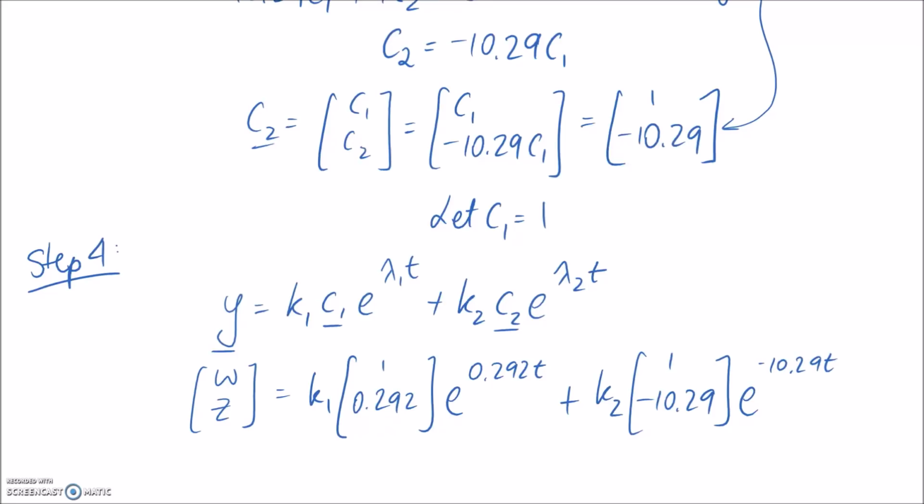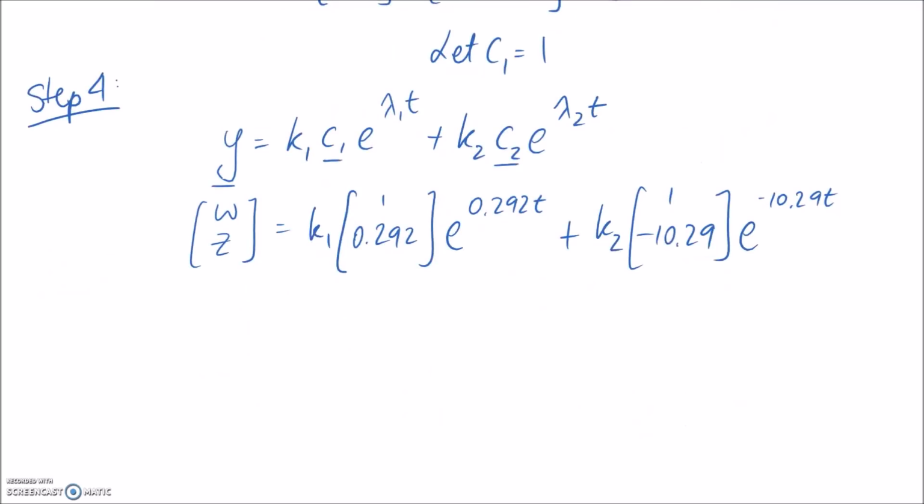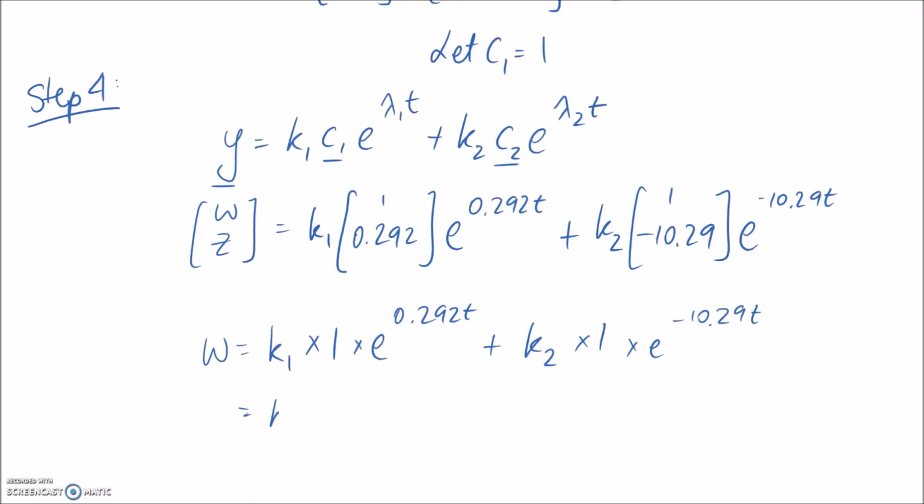So if we want to, we can actually separate out the two equations, and rather than writing them as a matrix equation, we can just write them as regular equations. So let's do that. If I draw out the w equation, it's going to be taking everything that's on the top element. So w is equal to k1 times the top element, which is 1, times e to the 0.292t, plus k2 times the top element, times the e on the end. So we could write this a little bit nicer as this.